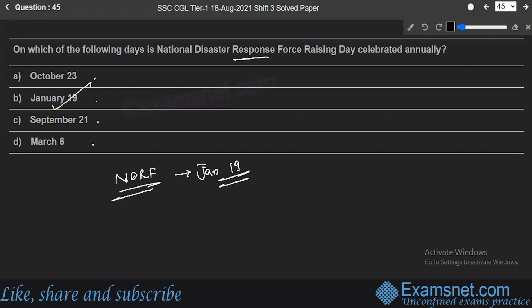The National Disaster Response Force was founded on January 19, 2006. The Specialized Task Force has been constituted for special response to a threatening disaster situation or a disaster. The National Disaster Management Authority is a parent body of NDRF. So, option B is the correct answer to our question.